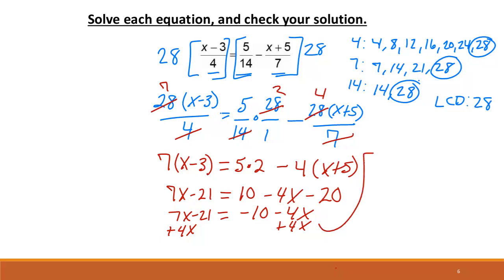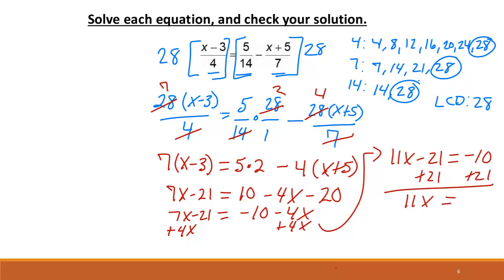I'm going to continue right here because I'm running out of room. So 7x plus 4x will give me 11x minus 21 is equal to negative 10. So then I can add 21 to both sides. I get 11x is equal to positive 11. And then I can divide both sides by 11 to give me x equals 1 as my solution.